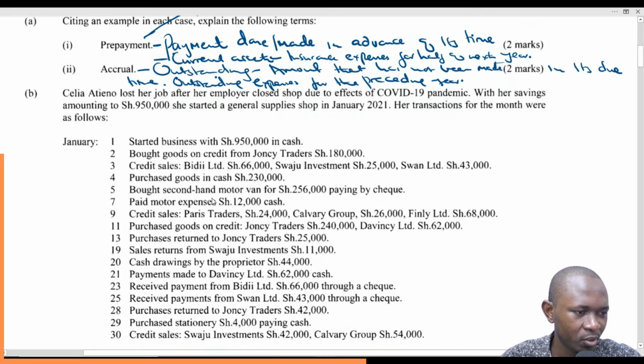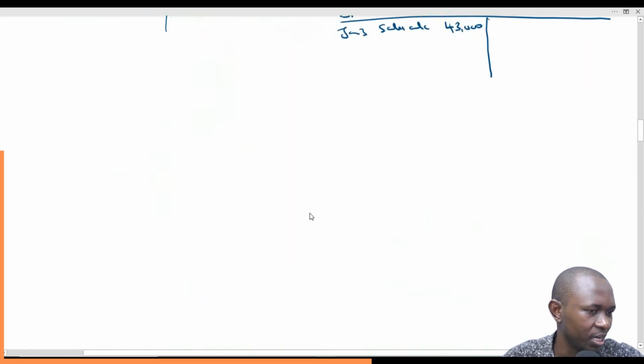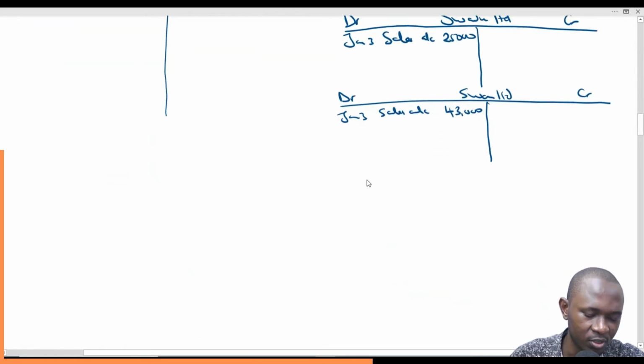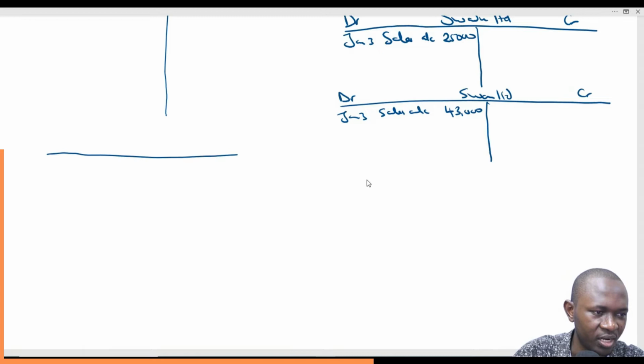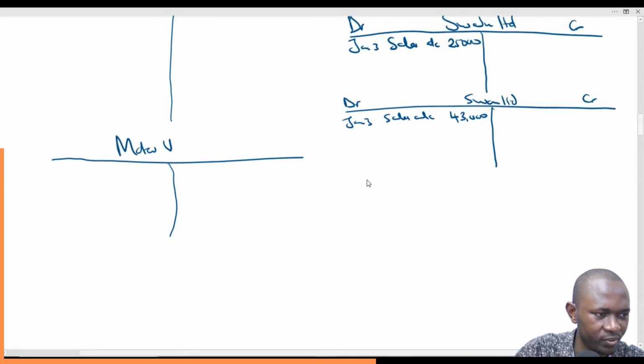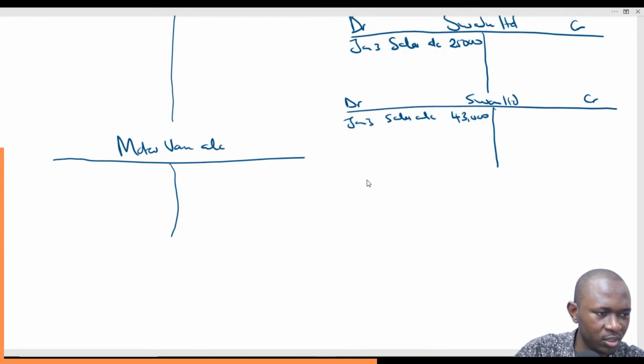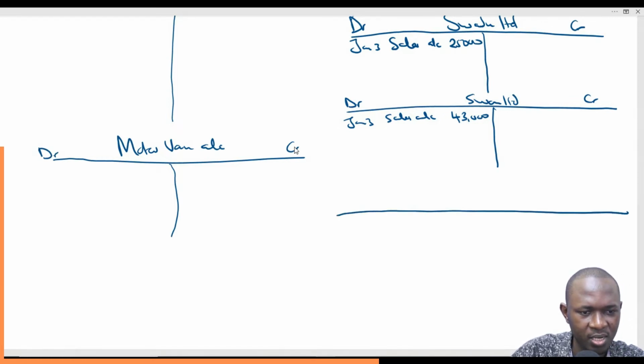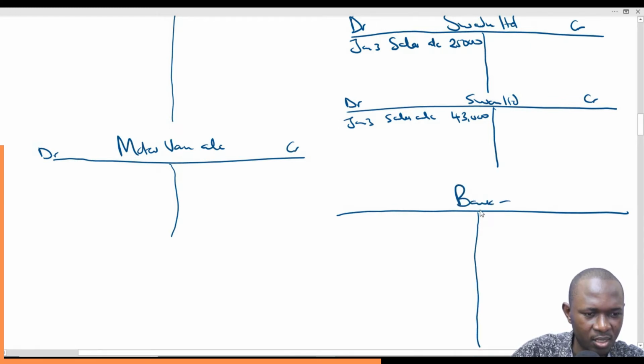Then bought second-hand motor van for 256,000 paying by check. The two accounts that are affected here are motor van account and bank account. So we'll have to open motor van account and bank account. So come here, we say motor van account, credit, debit, and then we'll come here and open a bank account.